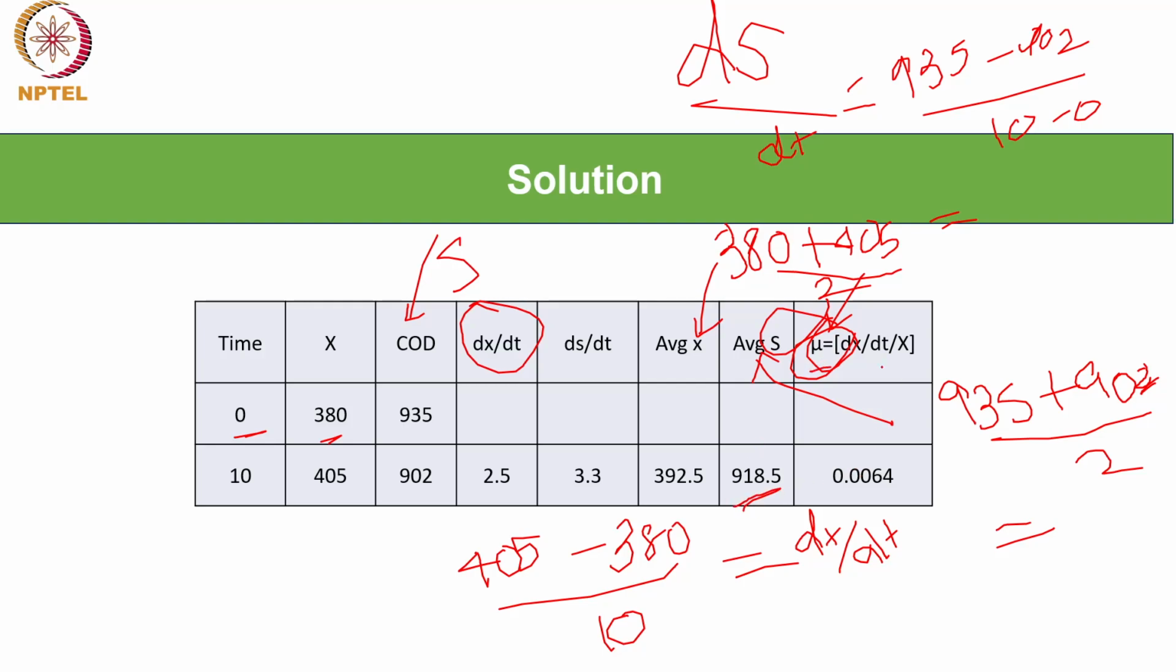Now, what is the formula for mu? It is dx by dt divided by x. You don't require these averages, sorry about that. So, dx by dt divided by x. You know dx by dt is 2.5 divided by x, which is 392.5. So if you put 2.5 divided by 392.5, you will be getting mu. Can someone calculate and tell me the answer? Ma'am, it's 0.006. So that will be your answer.